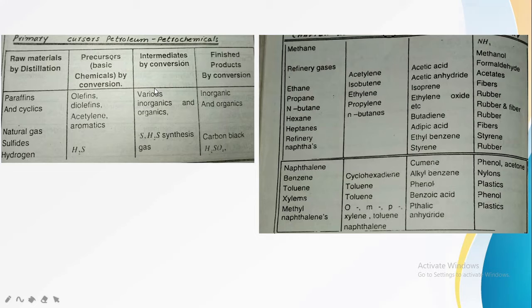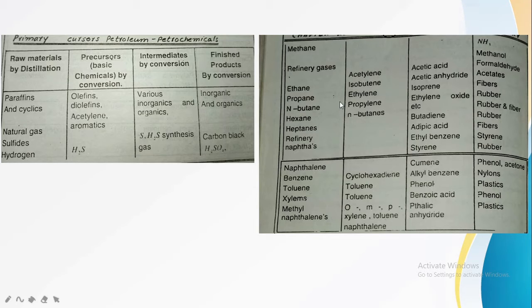So in this table you are going to learn what happens when you use as a raw material the paraffins, cyclics, natural gas, sulfides and hydrogen. At that time the precursors, basic chemicals and conversions are olefins, diolefins, acetylenes, aromatics and hydrogen sulfides. Intermediates by conversion are the various inorganic and organic substances, hydrogen, hydrogen sulfide, sulfur gas and synthetic gases, and the finishing products will be inorganic and organic substances and carbon black or sulfuric acid.